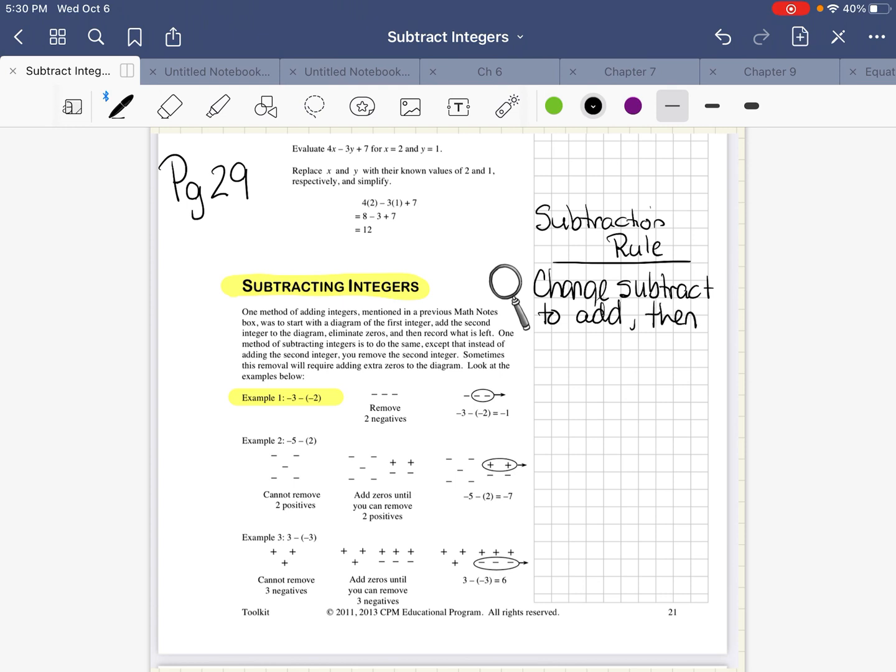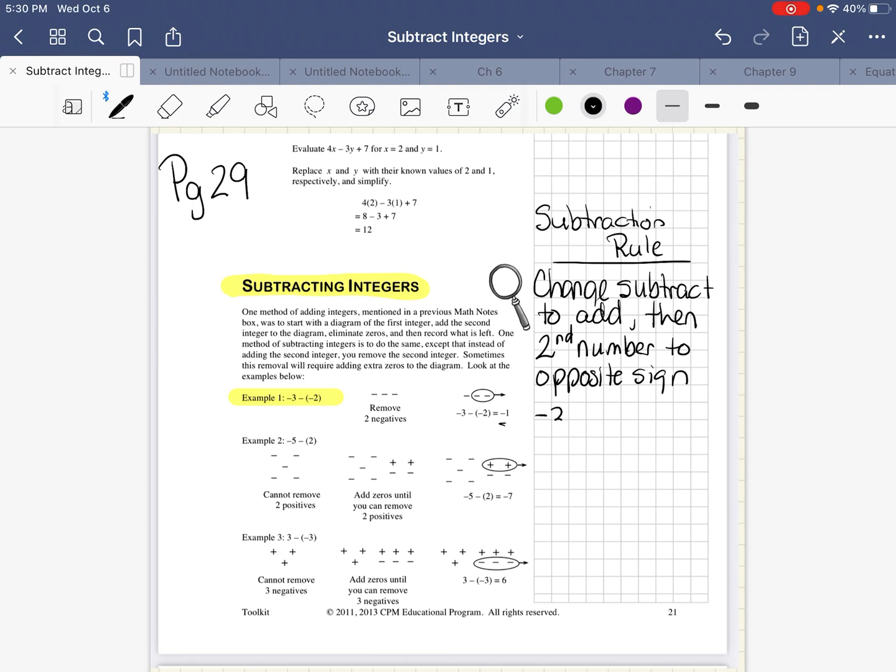Then you change the second number to the opposite sign. Now it's an addition problem, and you follow addition rules. So I'm going to do that with the examples they gave, and we'll compare because the answers are already here, right? We know that this one is supposed to come out to be -1.